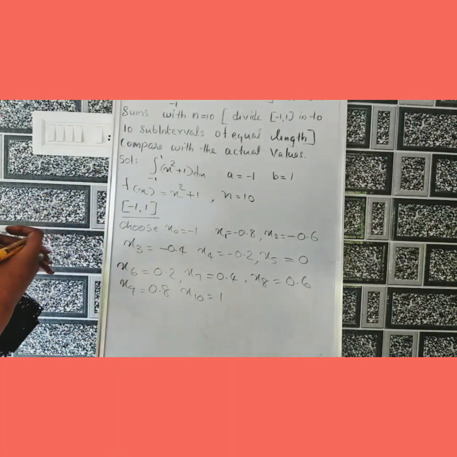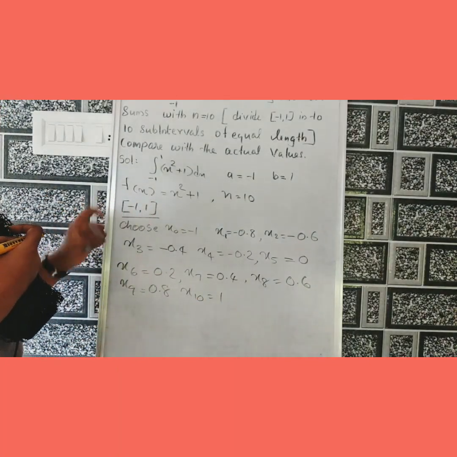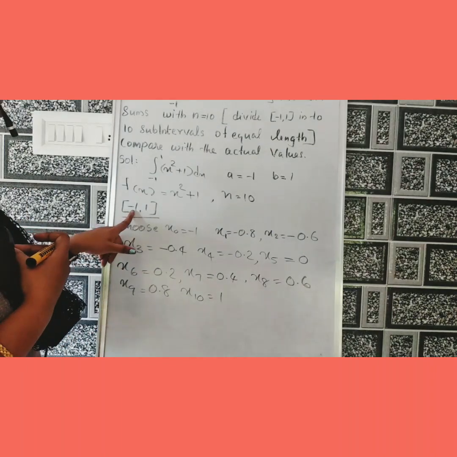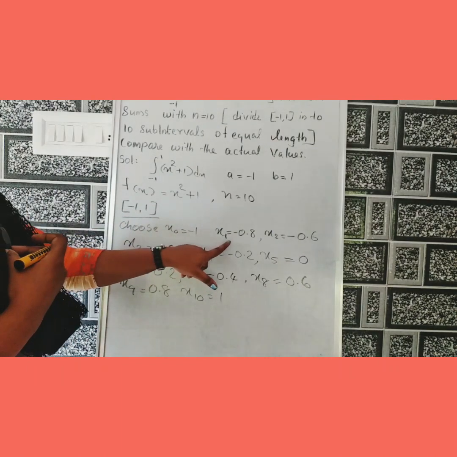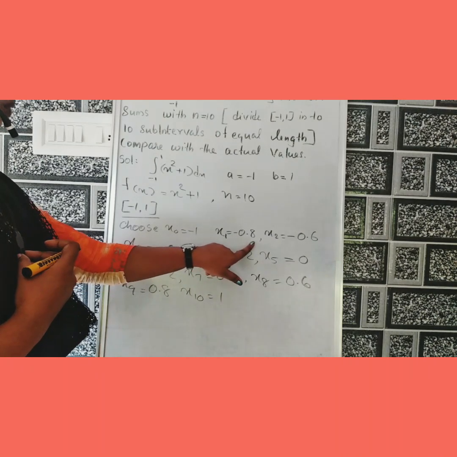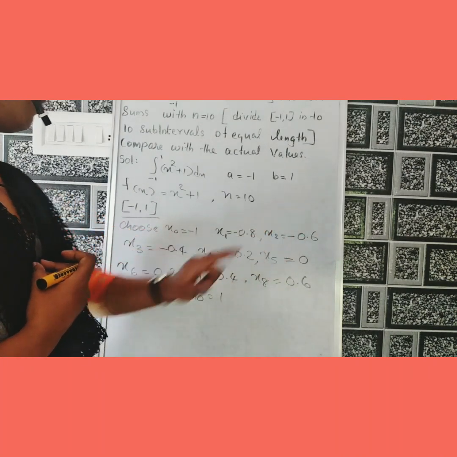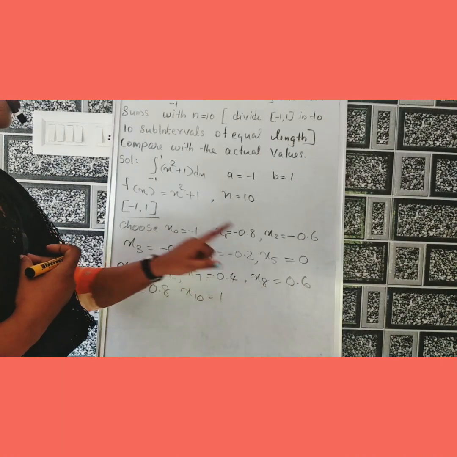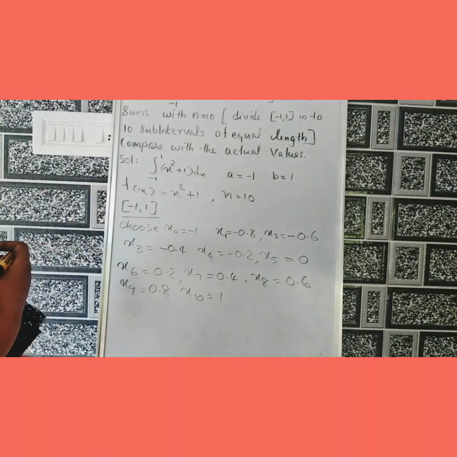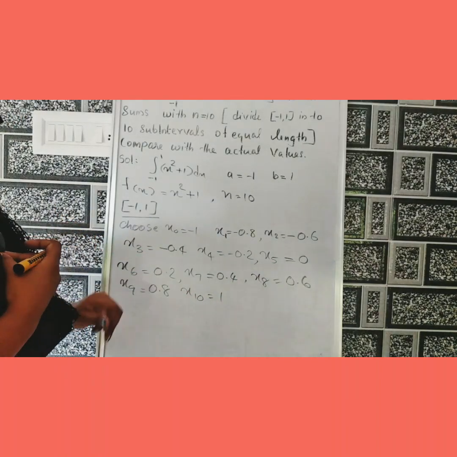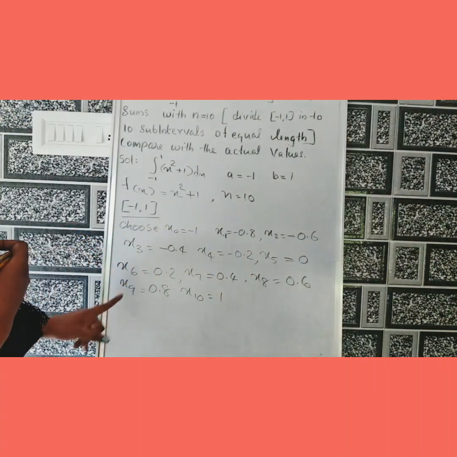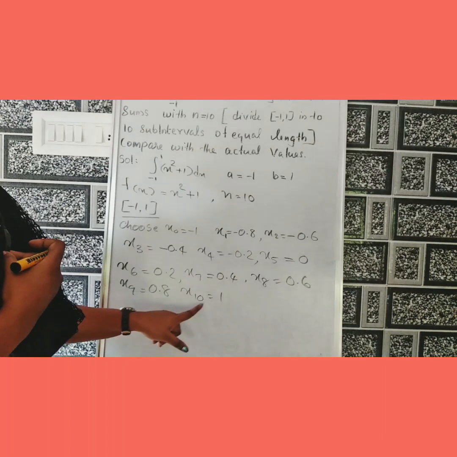Once more, here we divide the given closed interval minus 1 to 1 into 10 equal-length subintervals. So choose x0 as minus 1, x1 is equal to negative 0.8, x2 is equal to negative 0.6, x3 is equal to negative 0.4, x4 is equal to negative 0.2, x5 is equal to 0, x6 is equal to 0.2, x7 is equal to 0.4, x8 is equal to 0.6, x9 is equal to 0.8, x10 is equal to 1.